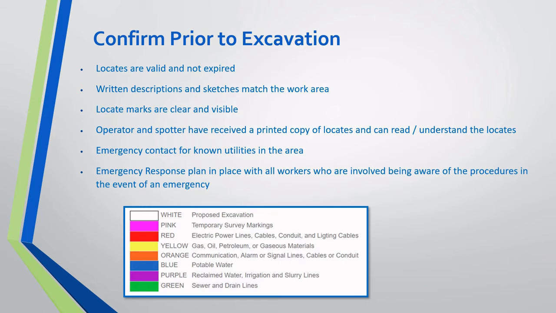Confirm prior to excavation: locates are valid and not expired. Written descriptions and sketches match the work area. Locate marks are clear and visible. Operator and spotter have received a printed copy of locates and can read and understand the locates. Emergency contact for known utilities in the area. Emergency response plan in place, with all workers who are involved being aware of the procedures in the event of emergency.